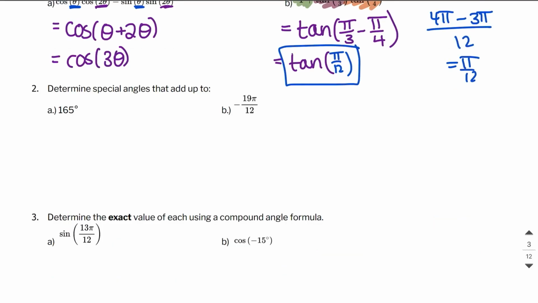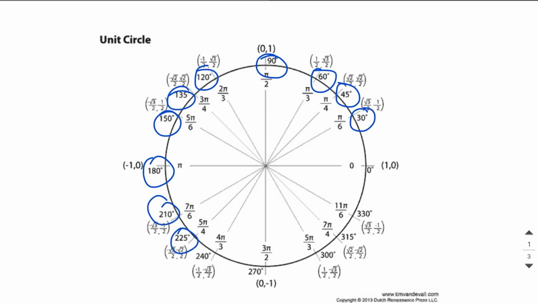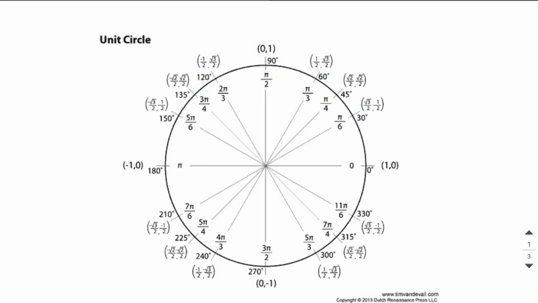Now, this next one says to determine special angles that add up to, our first question is 165 degrees. And special angles are always going to be the angles that are on my unit circle. So like 30 degrees, 45 degrees, 60 degrees, anything really along these lines, these are all considered special angles. So I'm trying to get 165 degrees. And I want two angles that I can add up together to give me 165, or two angles that I can subtract to give me 165. So for example, I could say that 165 is 180, which is one of my special angles, but then it would be minus 15, which is not one of my special angles.